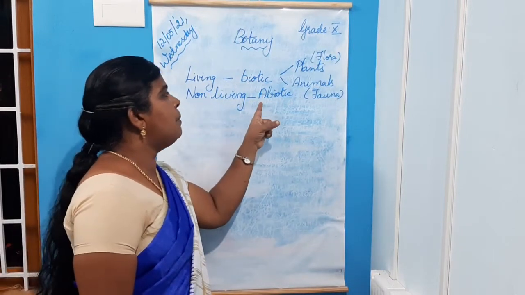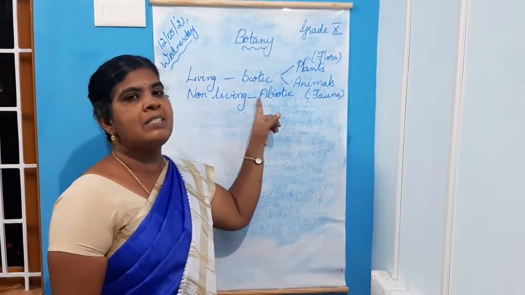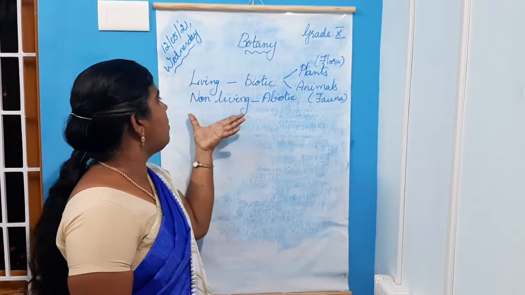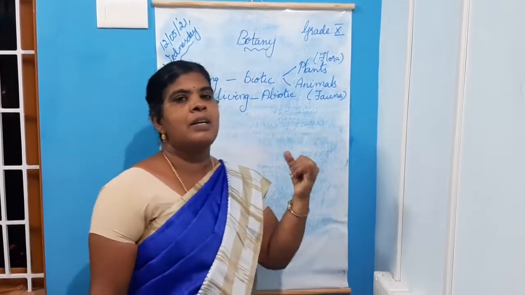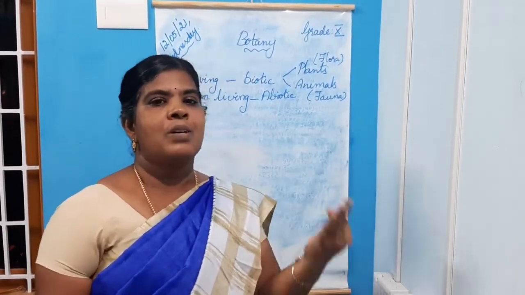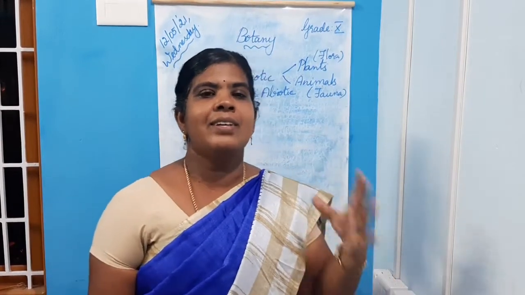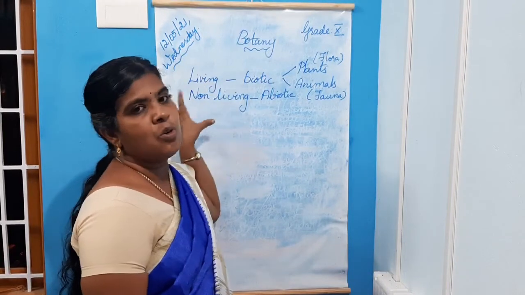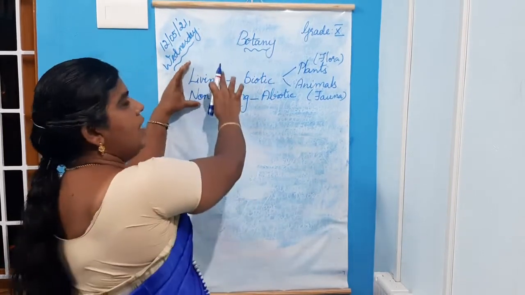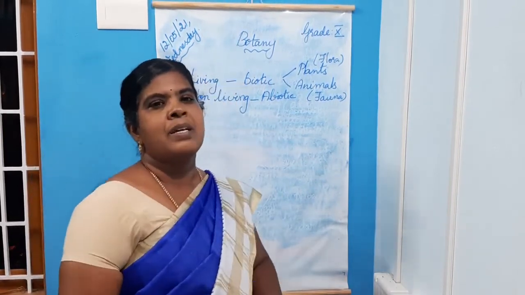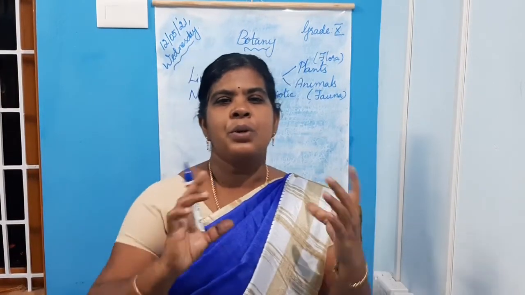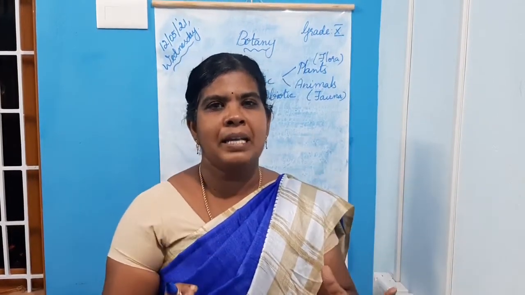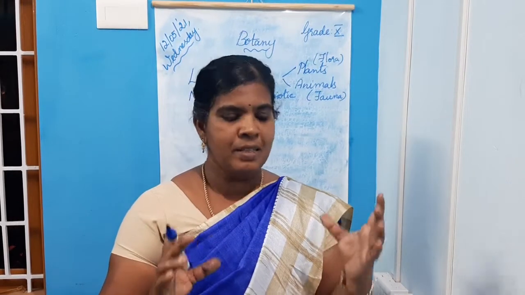Abiotic component, abio means non-living. Abiotic components are, for example, soil, air, water, sunlight. These are all abiotic components. These two are the main two. These two components are mainly found in the environment. Now, this flora are said to be plants, fauna are said to be the animals.